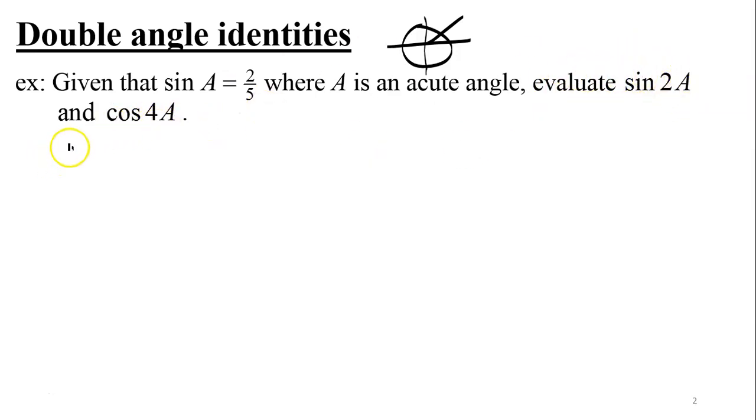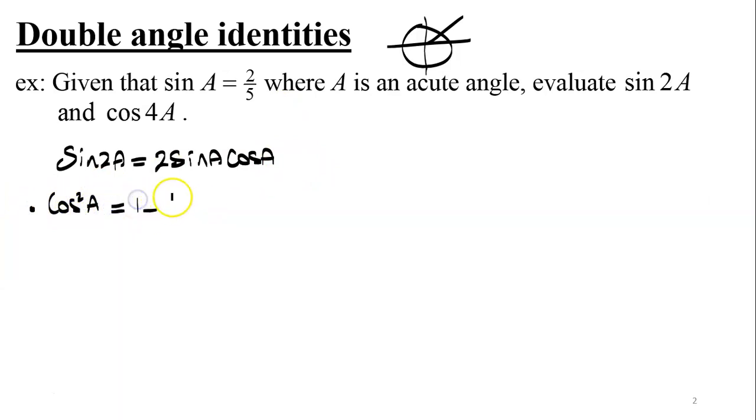So now sine 2a. Sine has only one double angle identity, which is 2 sine a cosine a. So I already have sine a given. I need to determine cosine a. So cosine squared a, using the Pythagorean identity, is 1 minus sine squared a. So that's 1 minus 4 out of 25. So cosine squared a is in fact 21 over 25.